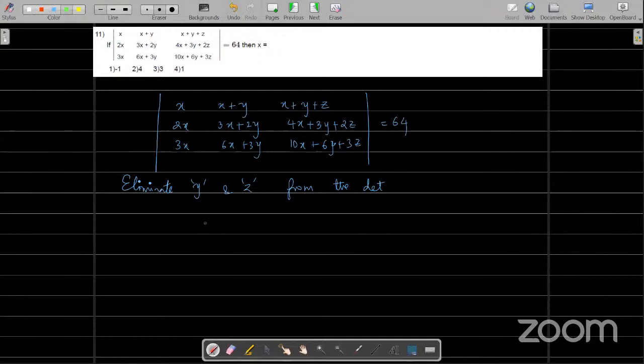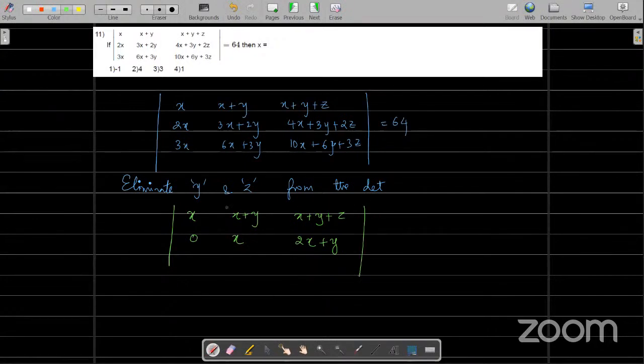So that means 2x minus 2, first row will remain the same as it is. The second row is 2x minus 2x, 0. 3x minus 2x is x. 2y minus 2y is 0, so nothing here. And here 4x minus 2x is 2x. 3y minus 2y is plus y. 2z minus 2z is 0. So that is all I get.